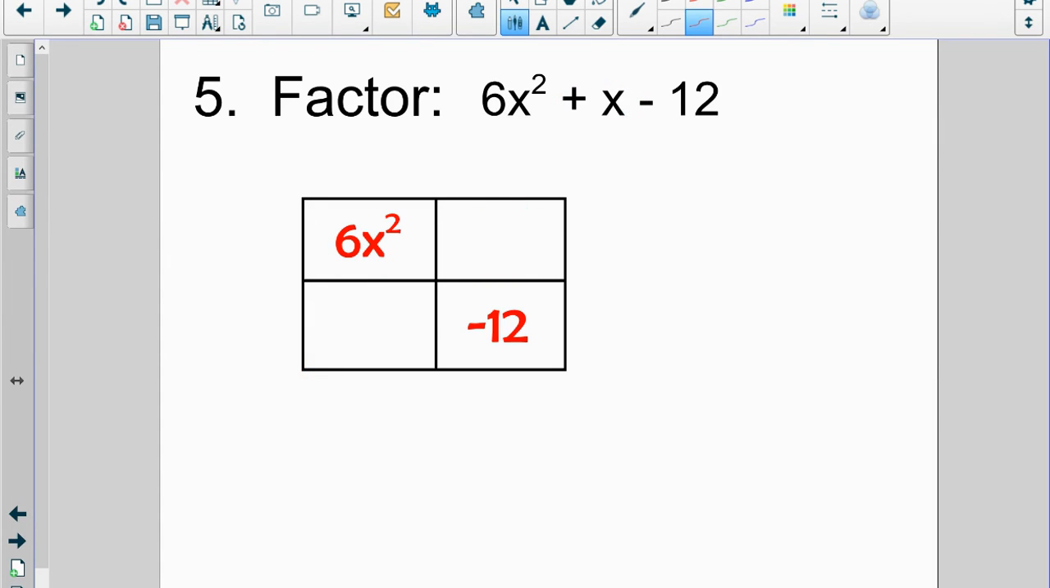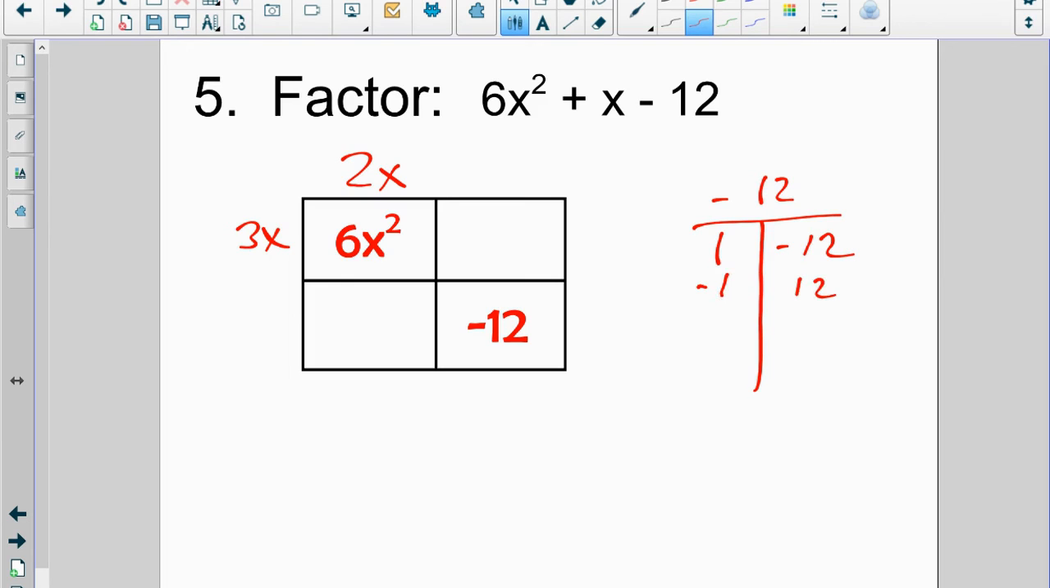All right, so 6x squared, the unique part of this problem is it could be 6x times 1x, or it might be 2x times 3x. We just are not quite sure. Also, that negative 12 could be any number of combinations: 1 times negative 12, or negative 1 times positive 12, 2 times negative 6, or negative 2 times positive 6, 3 times negative 4, or negative 3 times positive 4. I think that's all of them. So that really gives us a lot of different combinations to try.